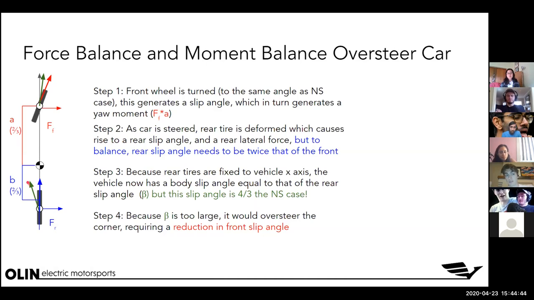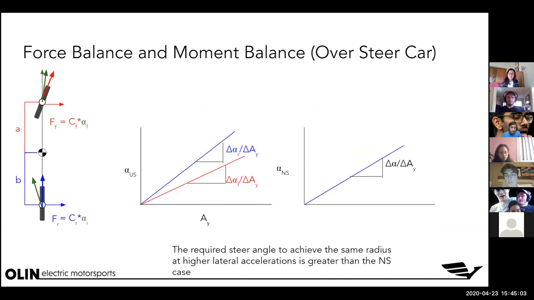And so with this huge slip angle in the rear, now our body is going to be turning much harder than we expected. And because this is too large, we would need to reduce the amount of steering angle. That effect makes sense. Okay. So the graphs now are looking very similar, except they're flipped, where for a given lateral force, we're going to have much more rear slip angle than front slip angle.